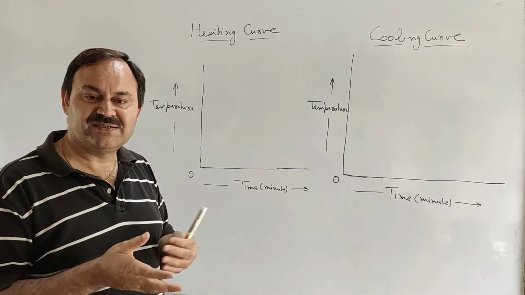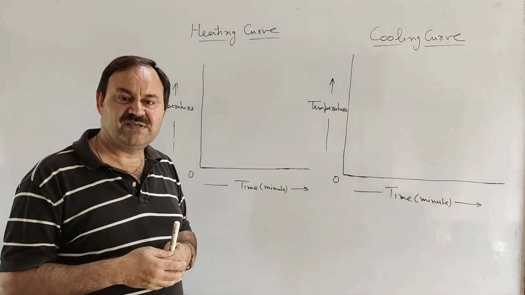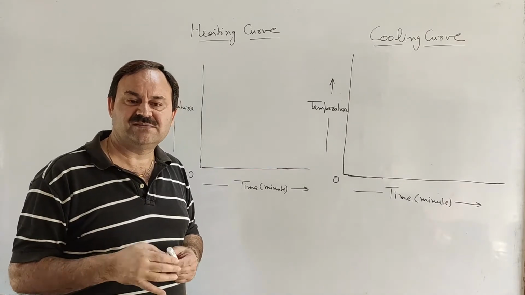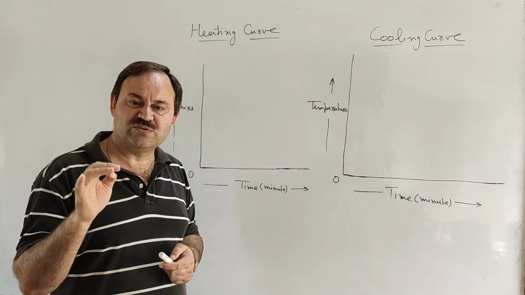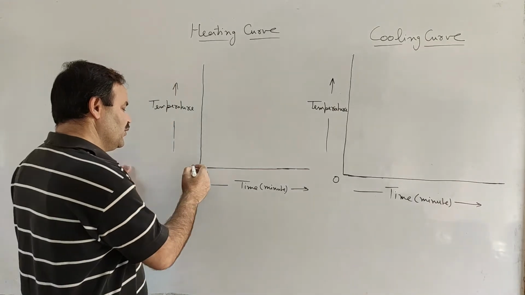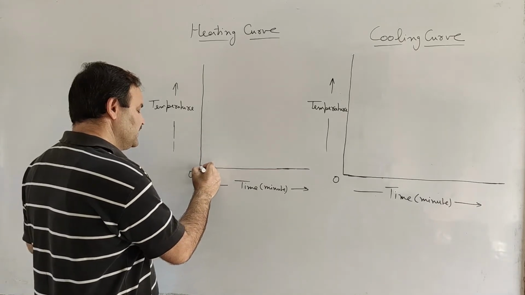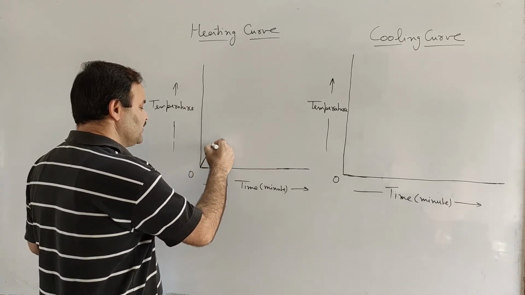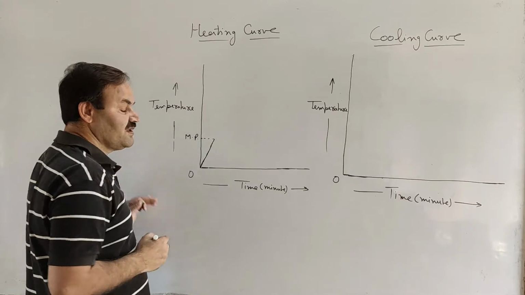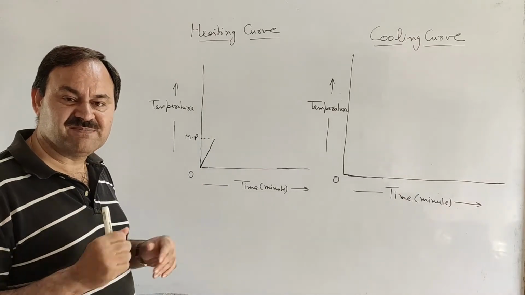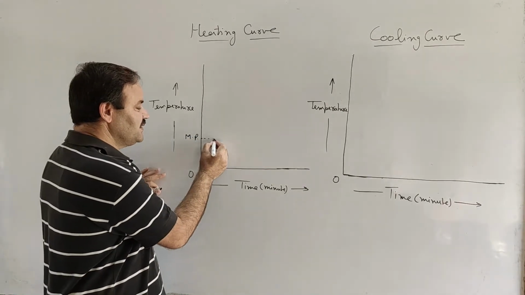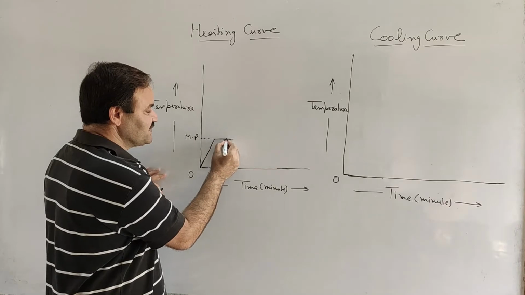If we supply heat to a solid at a constant rate, then first the temperature of the solid will rise, that is, the average kinetic energy of its molecules will increase, and this increase will be only up to a certain temperature called the melting point of the solid. When the solid has attained its melting point, then even though heat is supplied to it, there will be no rise in its temperature.